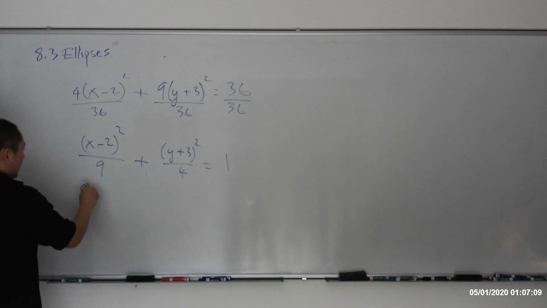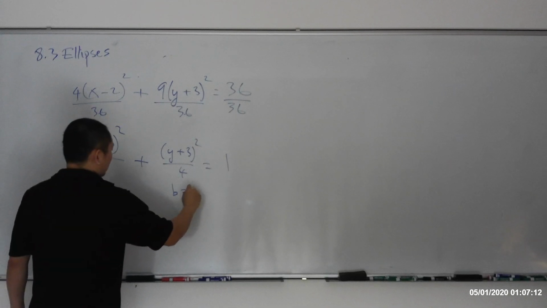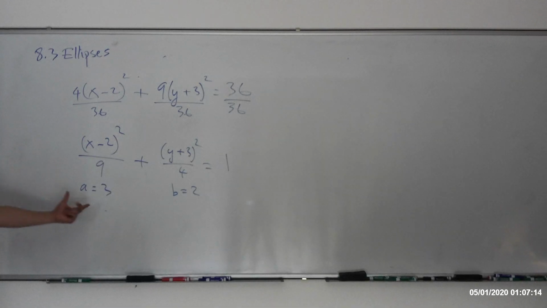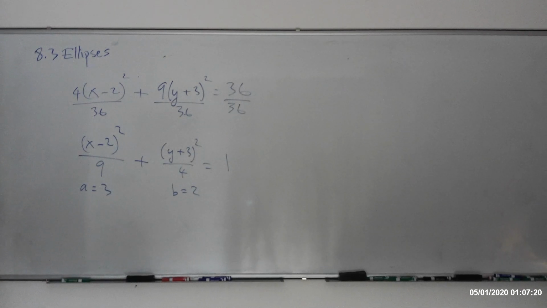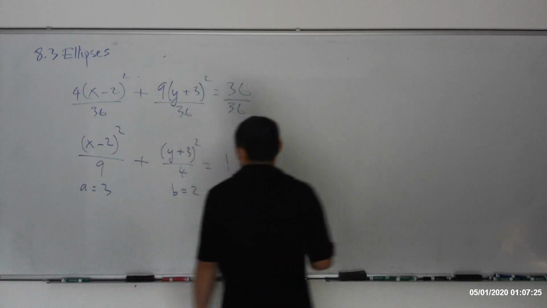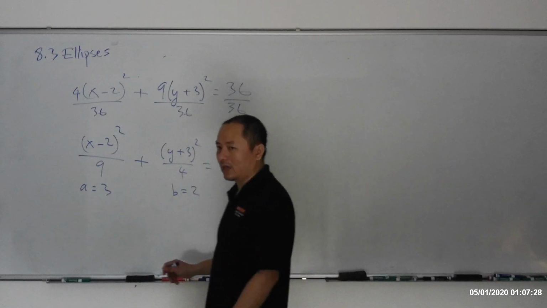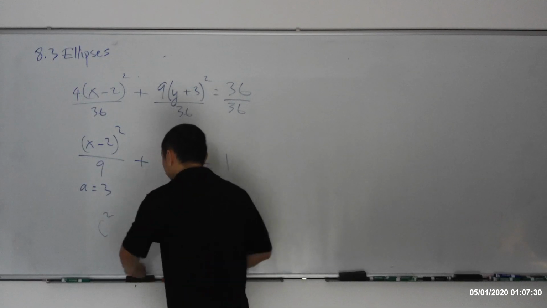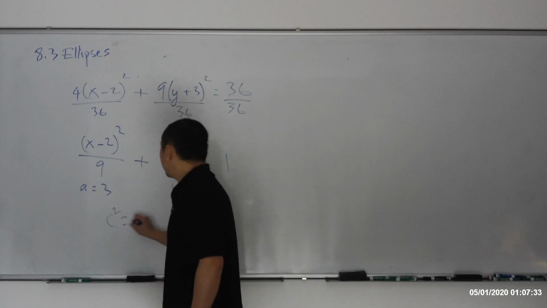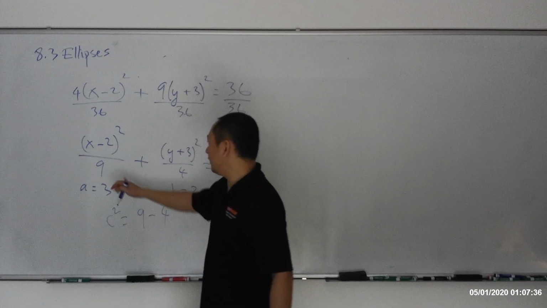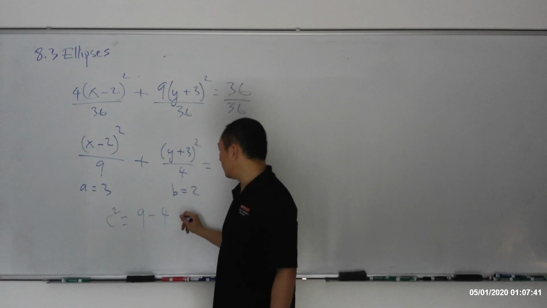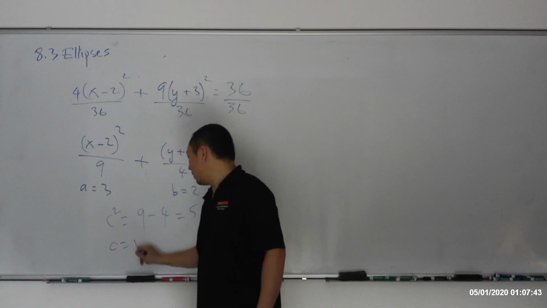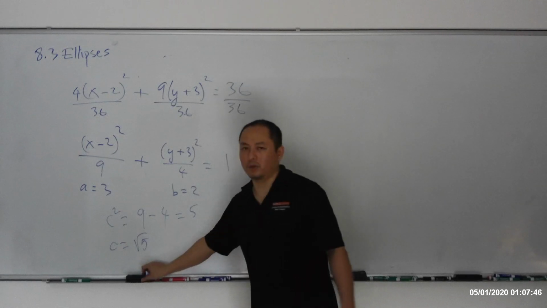Okay, in this case, A is equal to 3 and B is equal to 2. Which one is bigger? This time, the value associated with X, 3, is bigger than the value associated with Y, which is 2. So X is bigger than Y, you have the horizontal ellipse. Okay, and we can actually calculate C right away. C squared is equal to 9 minus 4. See what I've done? Just take the bigger number, subtract the smaller one. So 9 minus 4 equal to 5. So C is equal to square root of 5. Okay? They're all positive numbers, A, B, C.